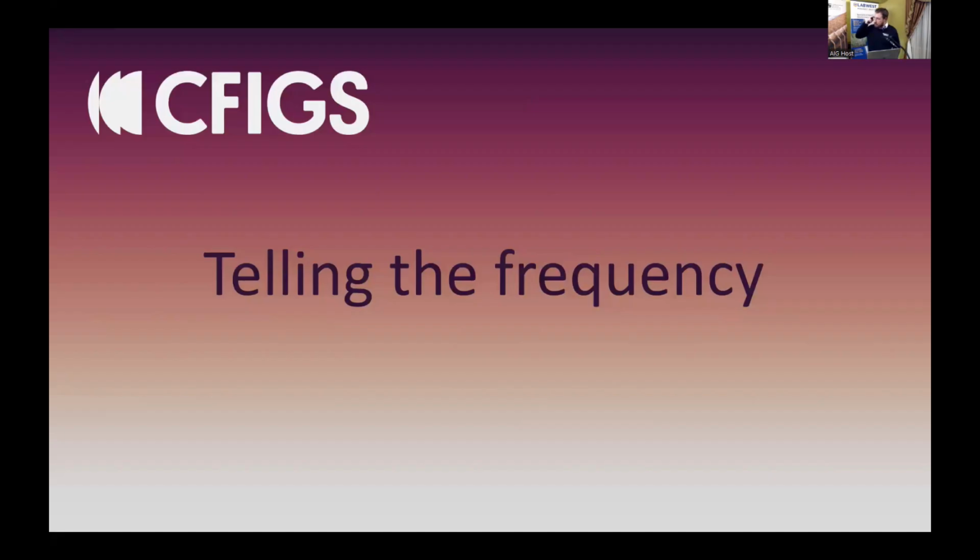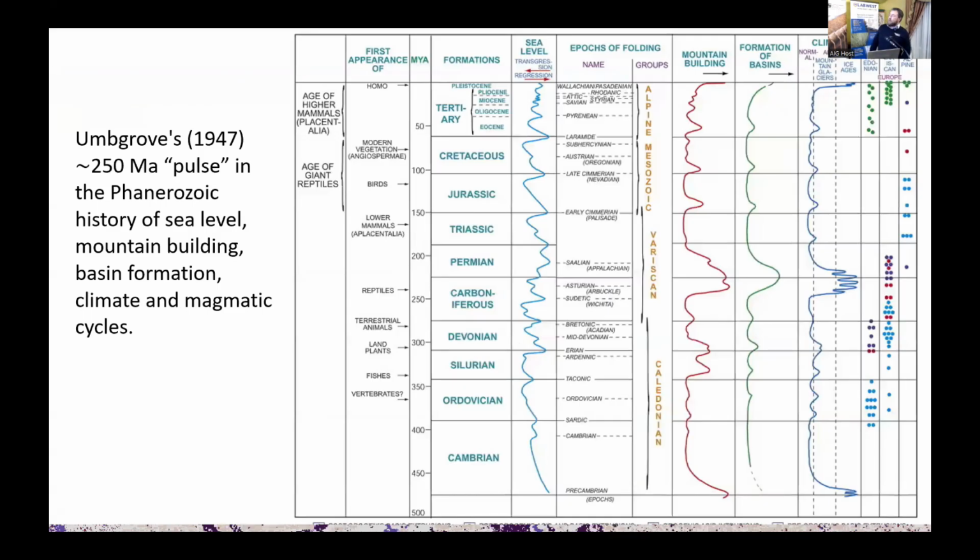All right, I'm coming to the last part of my talk. So this is where we talk about the frequency of events. Remember, we've talked about time, we've talked about where material comes from. Now we're going to talk about the frequency, which is how often events happen. This was picked up in the 1950s, that there was a pulse of events every 250 million years. This idea of mountain building, glaciation, basin formation linked into cycles.